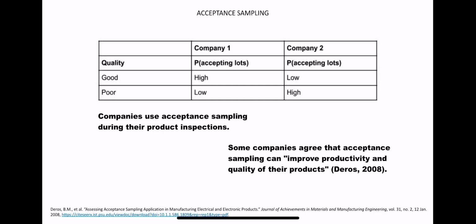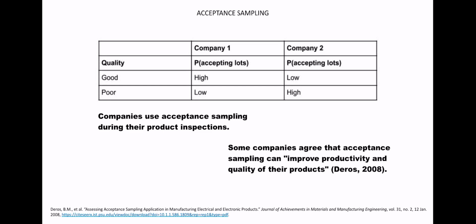An example of how engineers have used acceptance sampling is during their product inspections. According to an article discussing manufacturing engineering, companies believe that acceptance sampling can improve productivity and quality of their products. This is because of the awareness acceptance sampling brings to faulty products, which will eventually lead to changes for the better. For different companies, there can be different meanings to what is good and what is bad quality, and what that means in terms of high and low acceptance probabilities.